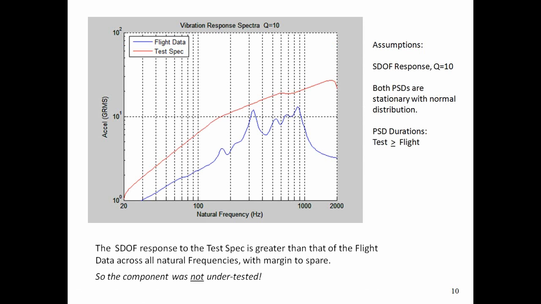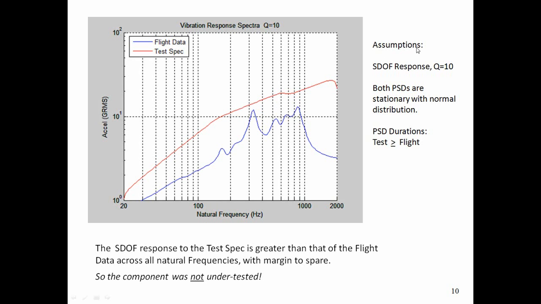Now, we've seen this plot before. In this case, it's only 2 decades, but this is what I just demonstrated to you. This is the plot that we can generate in our vibration data GUI package. So the red curve in this case is the test spec. The blue curve is the flight data. You've seen this plot before. X-axis, again, is natural frequency in hertz, with the y-axis being acceleration, response acceleration, GRMS. And the test spec has margin to spare relative to the flight data.